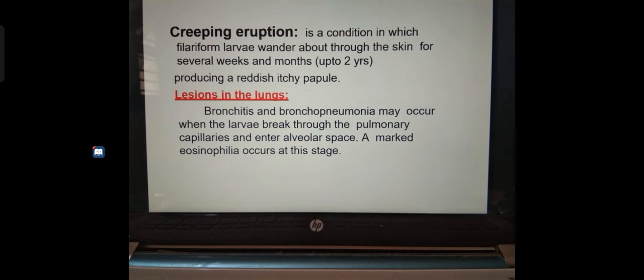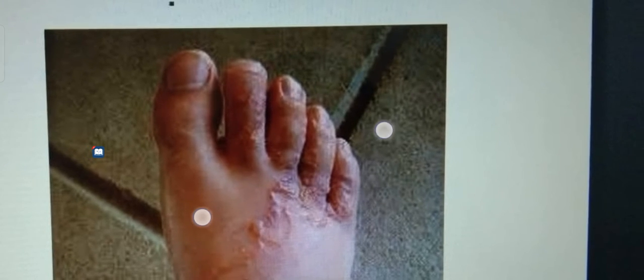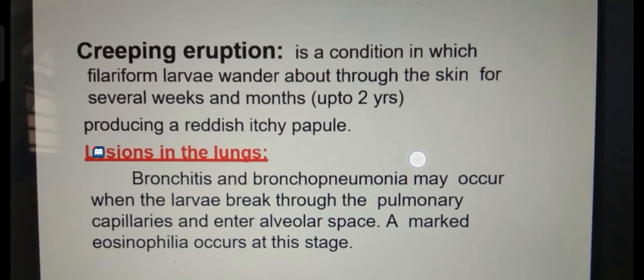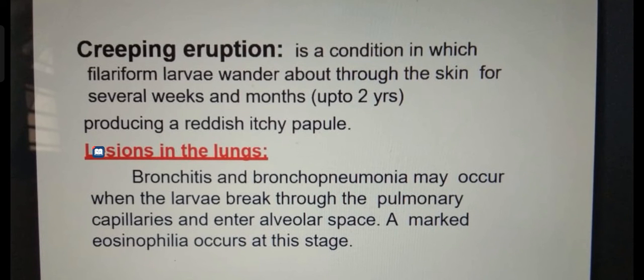What is creeping eruption? It is a condition in which a filariform larva wanders through the skin for several weeks and months, producing a red itchy papule. You can see this is a red itchy papule. Creeping eruption is nothing but a red itchy papule. It produces infection because the filariform larva, which penetrates the skin, stays in the skin for several weeks and months. That's why it produces a red itchy papule.